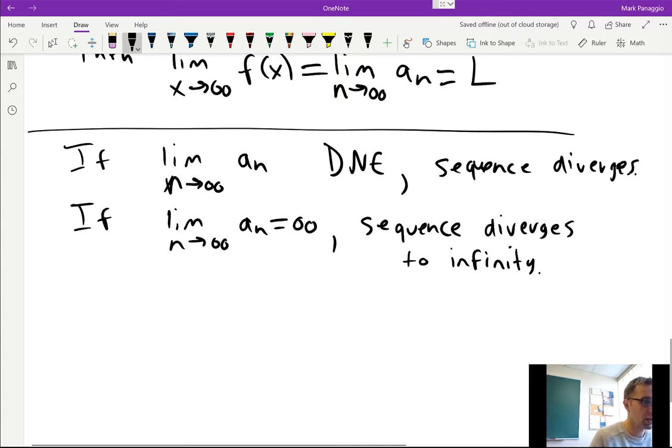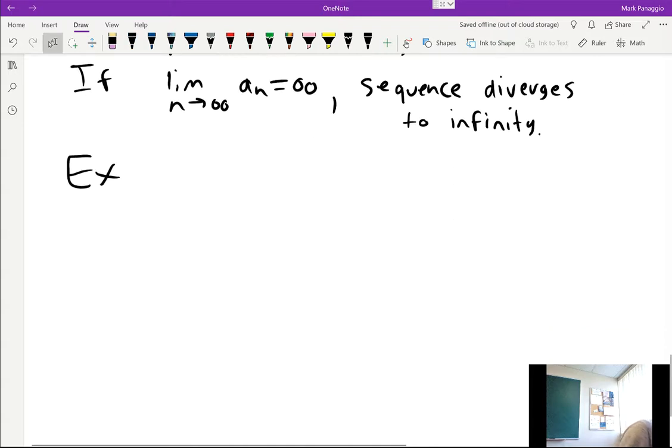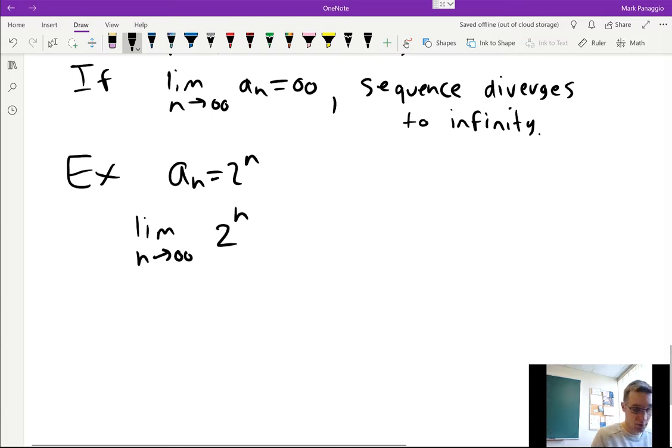All right, let's start by looking at the sequence a_n equals 2 to the n. We want to take the limit as n goes to infinity of 2 to the n. And what we argued previously is that we can think about this just as a regular limit, where we have the limit as x goes to infinity, and x is a continuous variable. And we want to know what that approaches. If you know what the graph of 2 to the x looks like, we can therefore determine the limit.